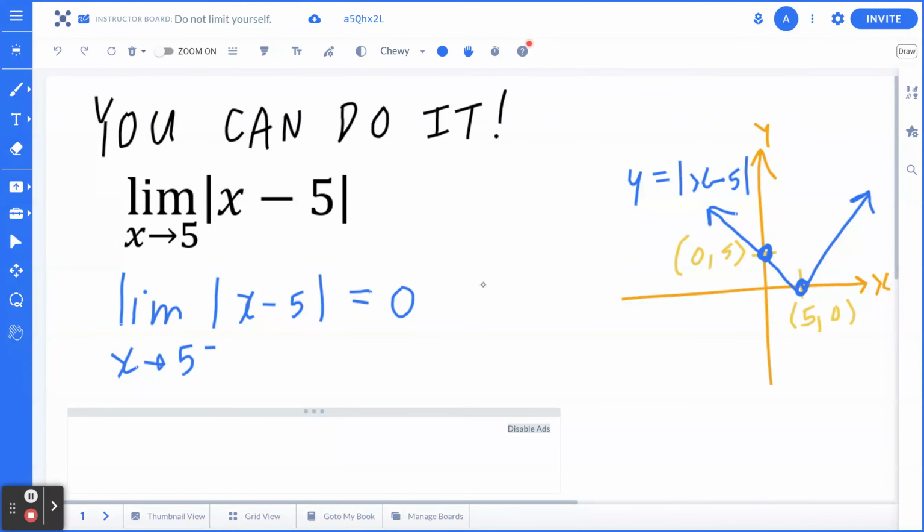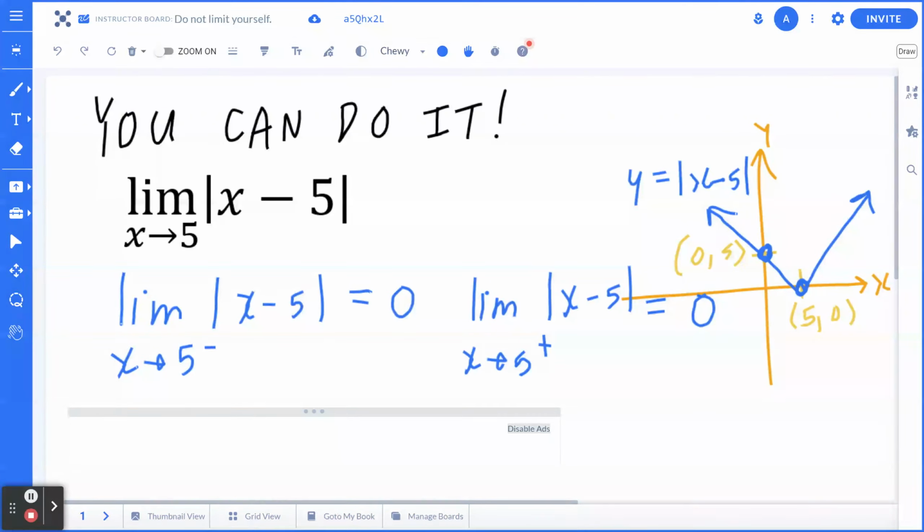Now, the second step is you have to look at the right limit. And again, you look at the limit of the absolute value of x minus 5 as x is approaching 5 from the positive side. And in this case, if you look at the right-hand side of this graph, the corresponding y value is still going to be 0. So now I go back and I write down 0. Again, algebraically, you can plug in 5.